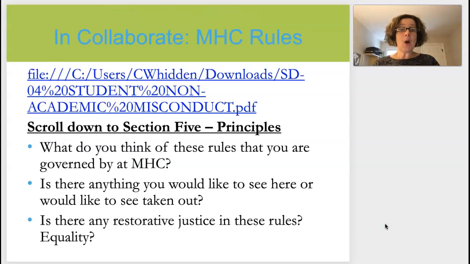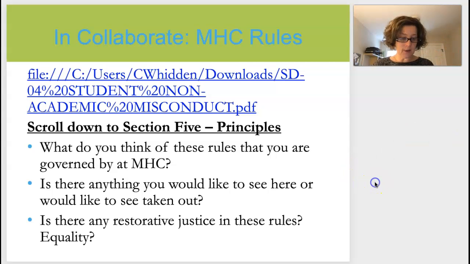So what I want you to do is go to this PDF. This is your Medicine Hat College rules that you are being governed by right now as an MHC student. Scroll down to section 5, principles, and think about what you make of these rules. We're going to do this and collaborate. Is there anything you would like to see here or taken out? Is there any restorative justice in these rules? Is there equality in these rules?